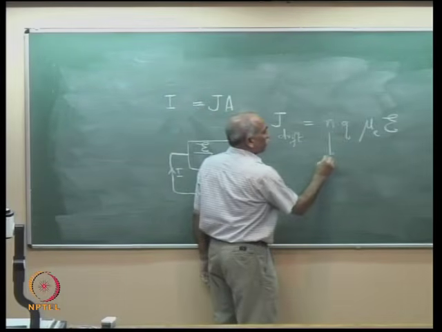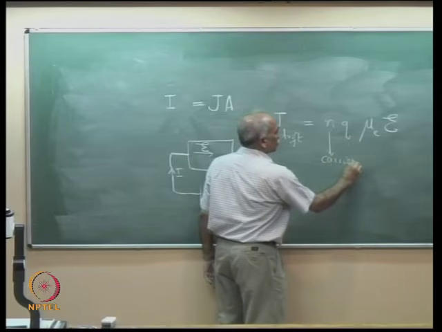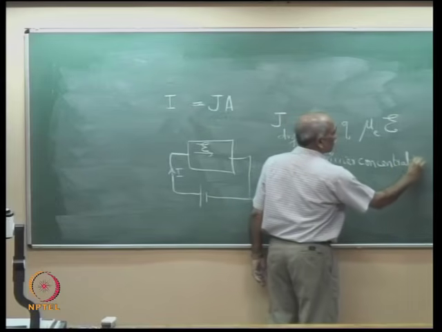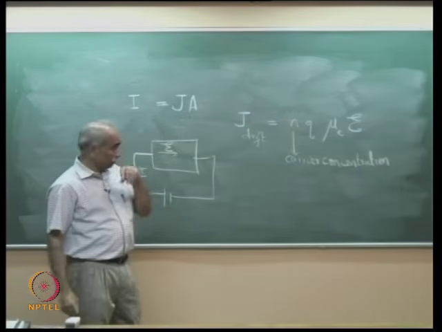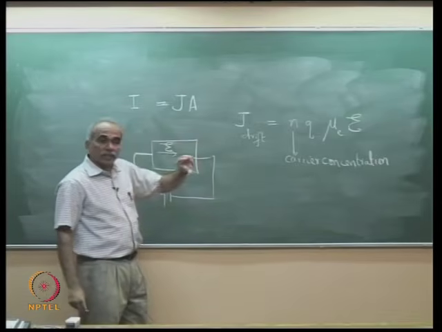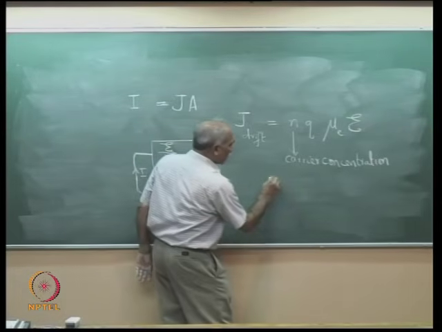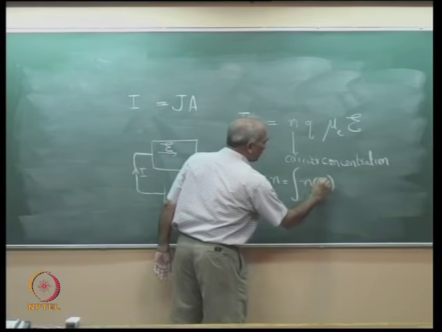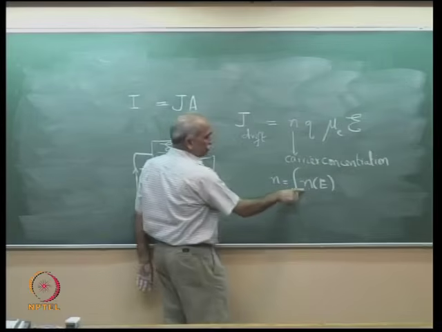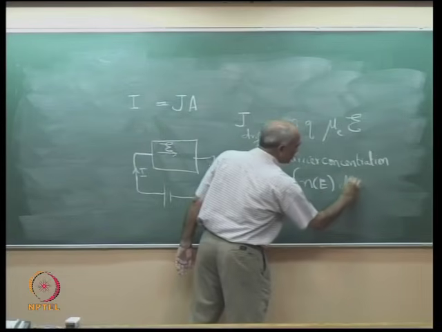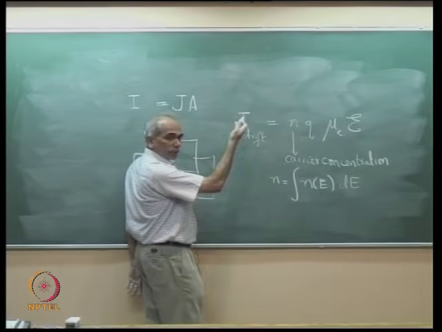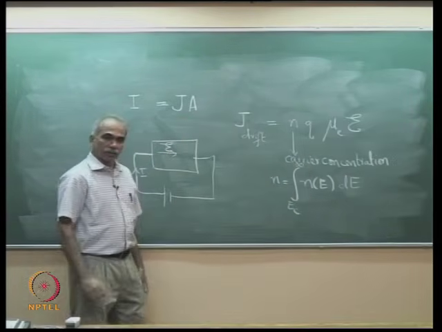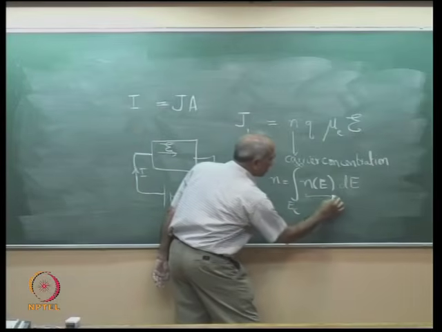N, carrier concentration. Carrier concentration in the conduction band is given by N is equal to the integral of N of E, that is at every given value of E, this is carrier density, into dE. If you are looking in the conduction band, it starts from EC to infinity. So this is carrier density.